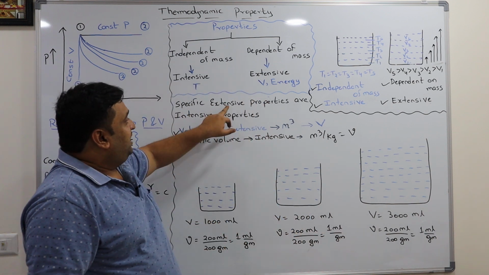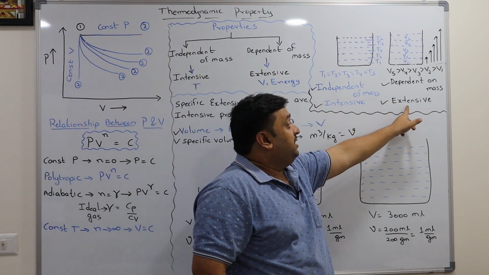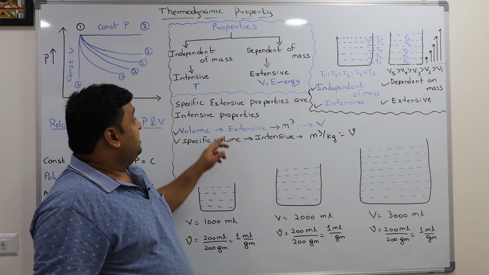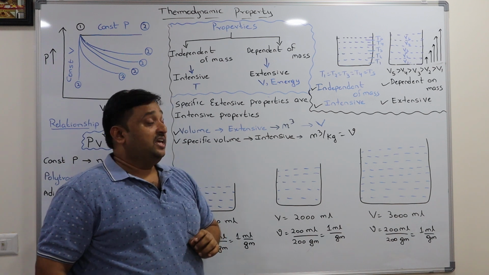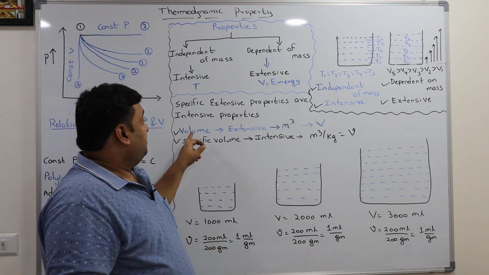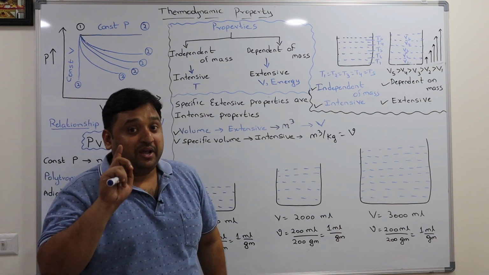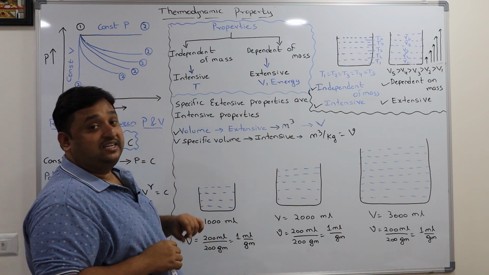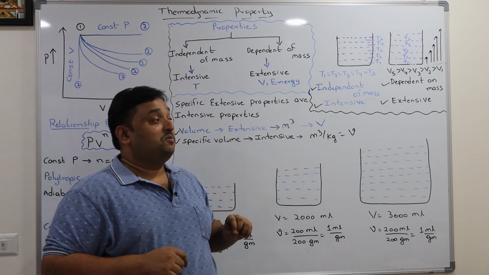So specific extensive properties, that means this extensive property will become an intensive property. At what condition? Specific extensive properties are intensive properties. Example, we already made a judgment that volume is an extensive property. The same volume can become an intensive property at one condition. What is that condition? What is the specific volume? It is nothing but an intensive property.